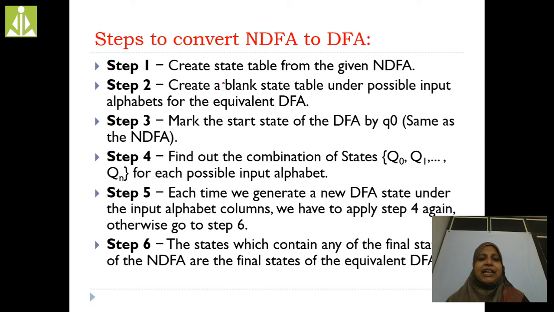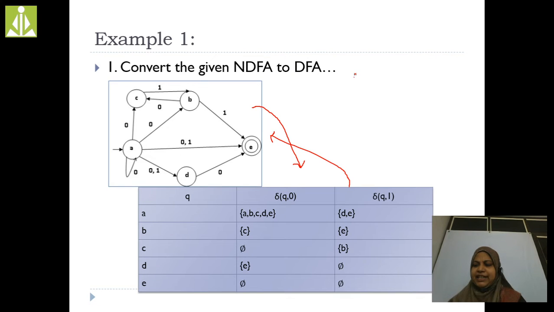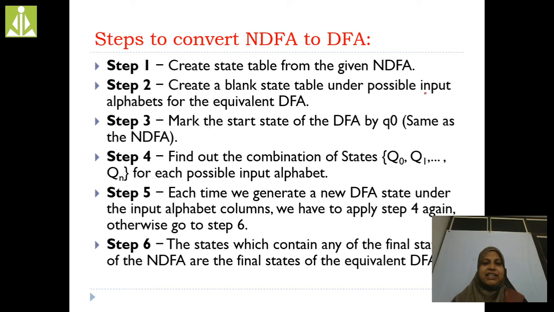Next, create a blank state table under possible input alphabets for the equivalent DFA. We have to create the table in this format. Then we have to perform the various types of operations, and we are going to get the equivalent DFA.